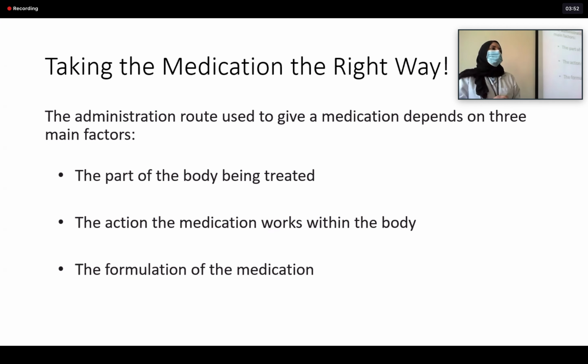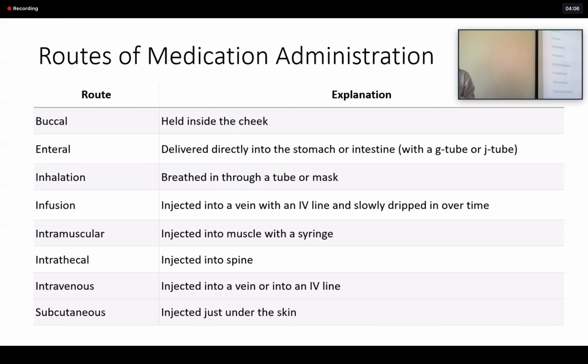The other thing and the last thing is the formulation of the medication. Would this formulation serve that intention or that action, and would it produce that action as you are intending to? So here are very common routes of administration, and probably this will not cover everything, but those are the common terminology that you probably already know about, and probably some of them could be new to you.